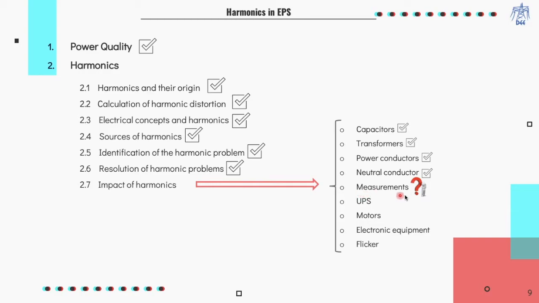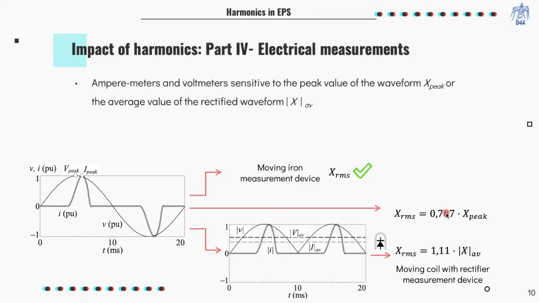This part presents the impact of harmonics on measurements. We have just talked about the impact of harmonics in conductors, and now the presentation will be extended to measurements in harmonic presence. Harmonics can produce erroneous measurements of voltage and current root mean square values.